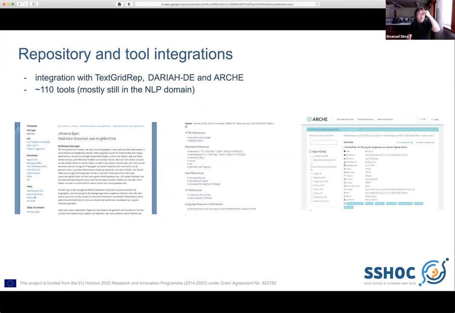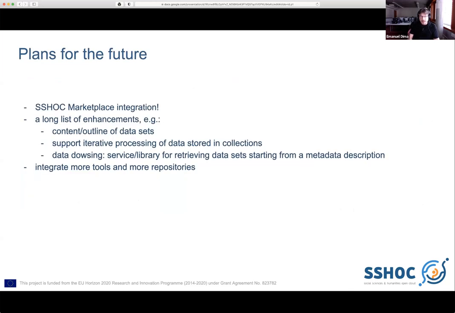We coordinated with our partners and were able to integrate a few other repositories, like the TextGrid repository, the DERIADE repository, and ARCHE of the Austrian Academy of Sciences. We have a bit more tools, close to actually more than 110. Most of them are still in the NLP domain, but some of them are in archaeology and dictionaries. And we have a lot of plans for the future, of course.